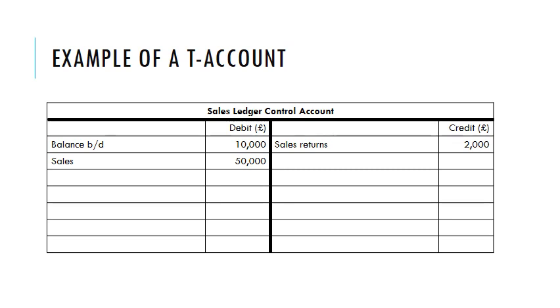Let's now have a look at an example of a partially complete T account. So here we have the sales ledger control account, which is a type of asset, and it's an account that we would find in the general ledger. On the screen we can see that a number of entries have been made into the sales ledger control account. So we've recorded a balance brought down. This is simply the amount that was in that account at the start of a period. We've also recorded that the business has made some sales in this period and has also made some sales returns or issued some credit notes.